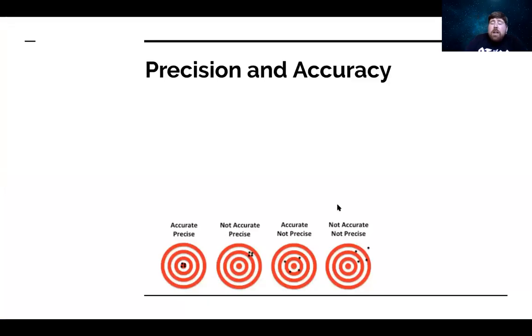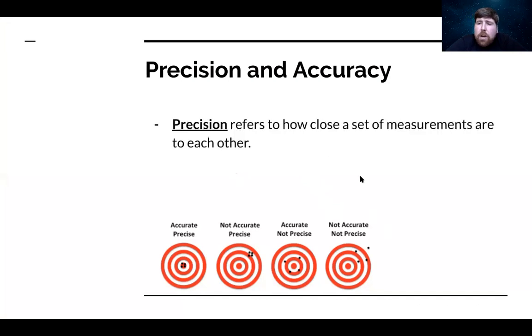So first off, we need to have a pretty decent understanding and working definition of precision and accuracy. It's up to us to understand that all of our measurements must be either precise or accurate, or some combination of both or neither. Precision oftentimes refers to a set of measurements, multiple measurements, and precision is going to specifically refer to how close a set of measurements are to each other.